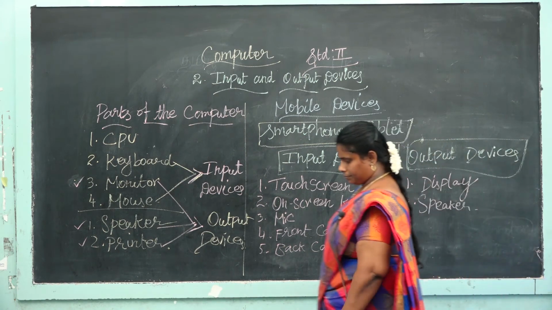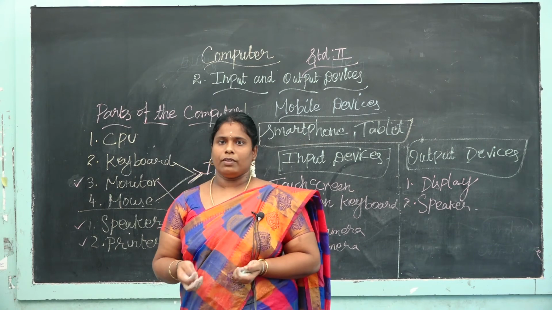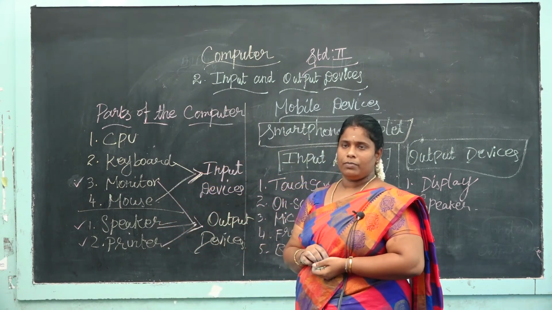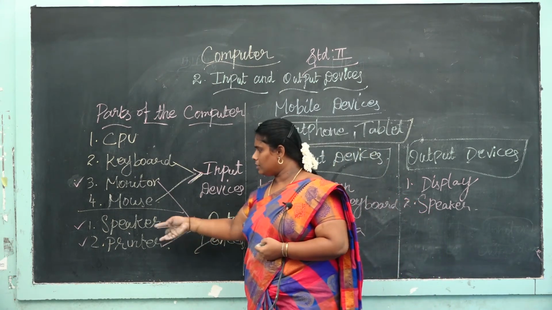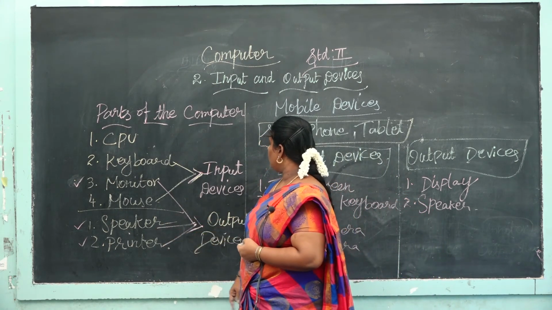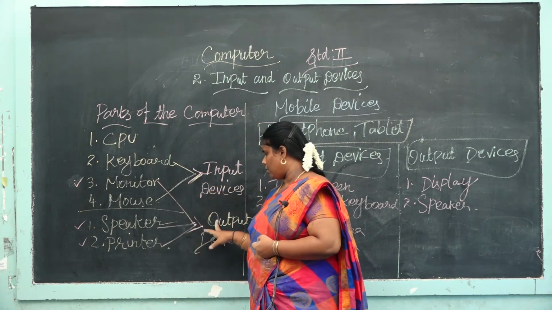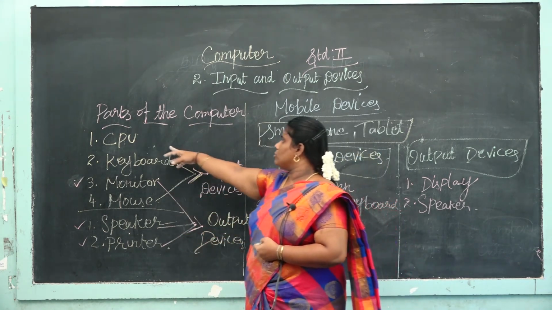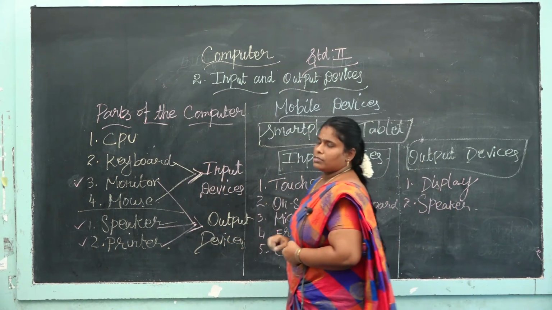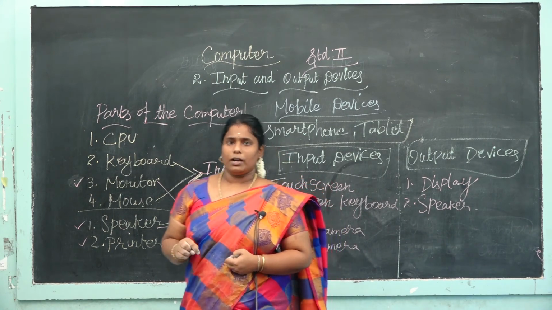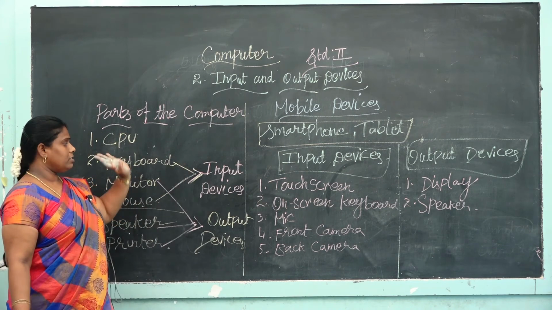Okay. So today we have seen parts of the computer: CPU, keyboard, monitor, mouse, speaker and printer. Keyboard and mouse are the input devices; monitor, speaker, printer are the output devices. CPU is the most important part of the computer. CPU is called central processing unit. It is also called the brain of the computer. All input and output devices are connected to the CPU.